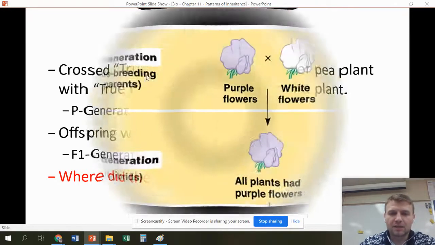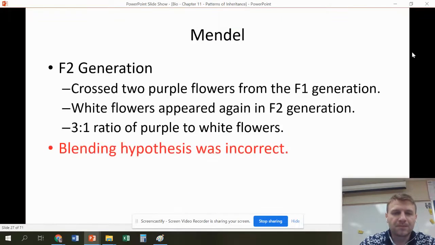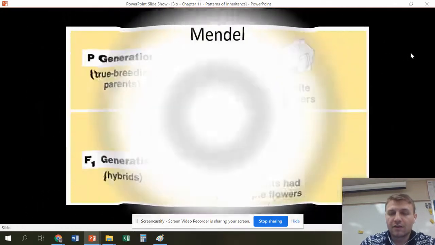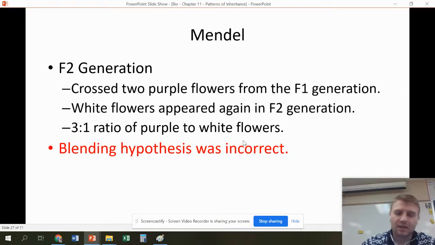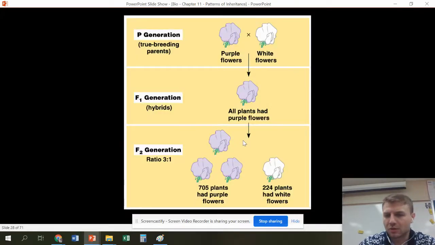So let me show you what that looks like. He had a true breeding line that was just producing a bunch of purples and a true breeding white that was producing only whites. And he crossed them and he only got purple flowers. And that didn't make sense to him. He's like, these two should make light purple. So in the F2 generation, he crossed two of these purple flowers. Now, yes, it's a little bit of inbreeding in plants, but plants work a little bit differently. And what he found was that the F2 generation had a 3-to-1 ratio of purple to white. Let me show you what that looks like.